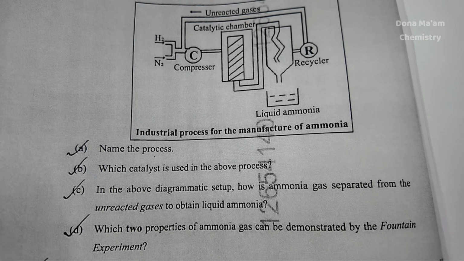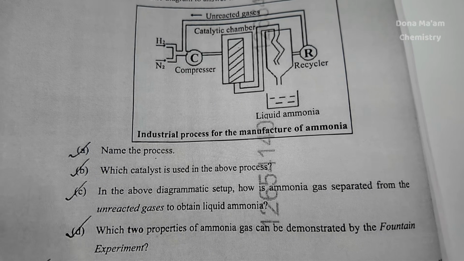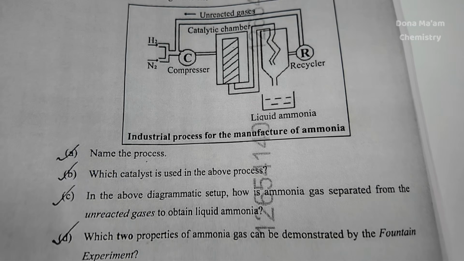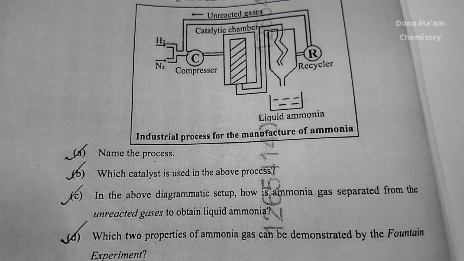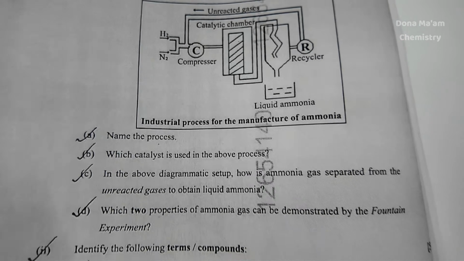Number one, you can write the first one as: ammonia gas is highly soluble in water, and the second is ammonia gas is alkaline in nature, or basic in nature.